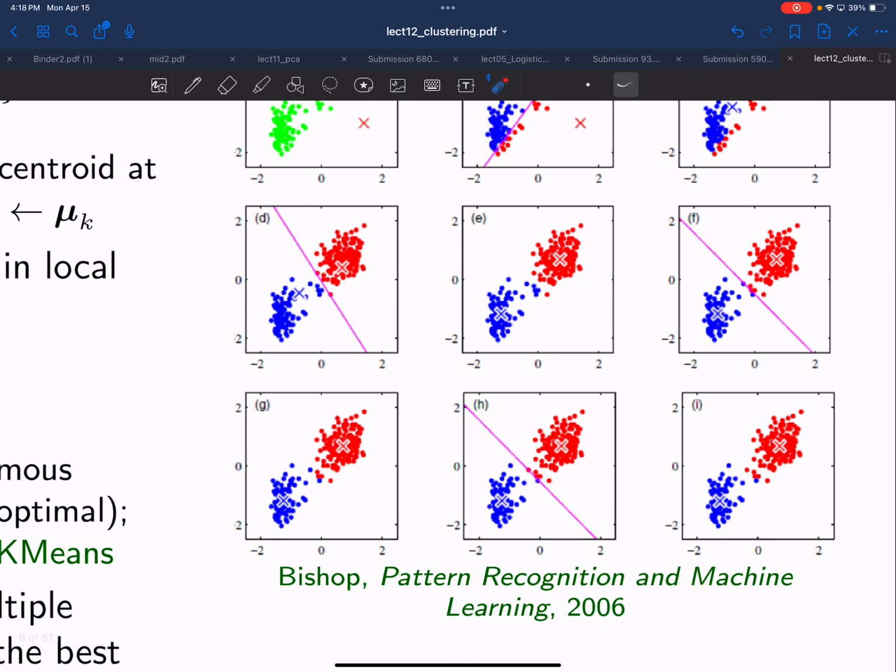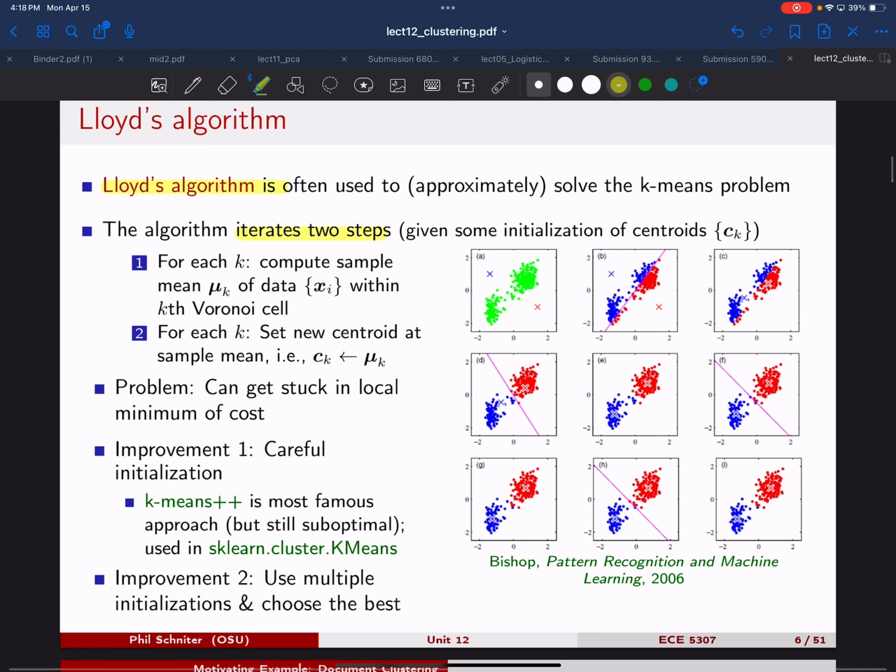You can see it looks like it's converging. At some point, going from here to here, none of the red and blue points change teams. That means the sample means are identical, and as soon as you see the sample means identical, nothing is going to change from that point on. So you just terminate the algorithm. Basically, you just alternate these 2 steps: compute the sample mean within the Voronoi cell and set the centroid at the sample mean. Okay, so that's this practical algorithm.